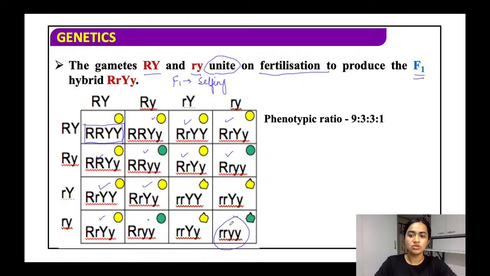Now when you start counting the phenotypic ratio, what you will observe is the number of yellow and round seeds: 1, 2, 3, 4, 5, 6, 7, 8, and 9. So these are the yellow and round seeds.